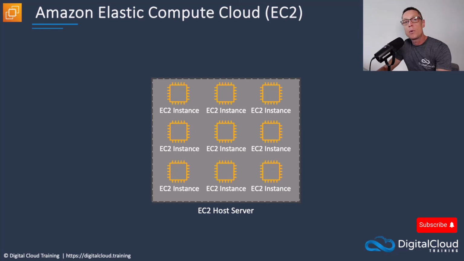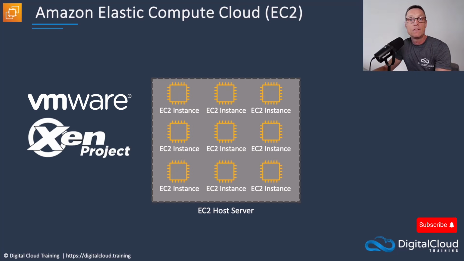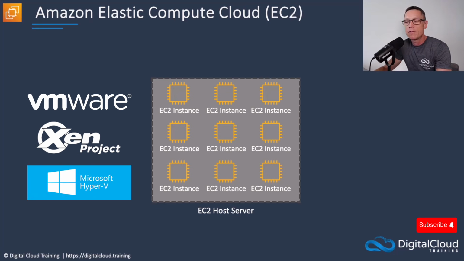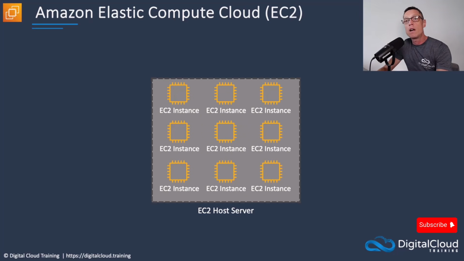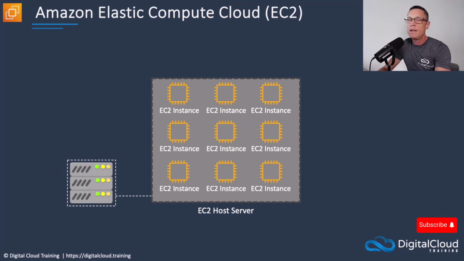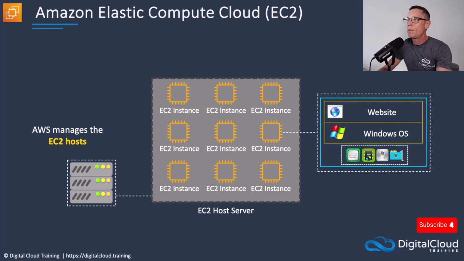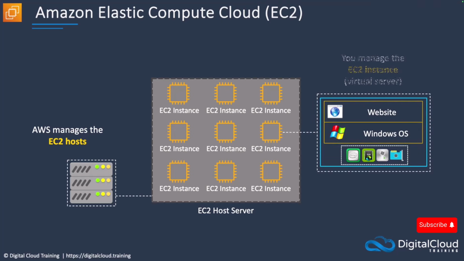Now, for those of you who are familiar with virtualization, services like VMware or Xen Hypervisor or Microsoft Hyper-V, you know that a virtual server runs on a physical server. So in the AWS data center, there are physical servers. Now, AWS manages those. Those are known as the EC2 hosts. So on top of that, we then have the virtual servers. That's what you get to manage.